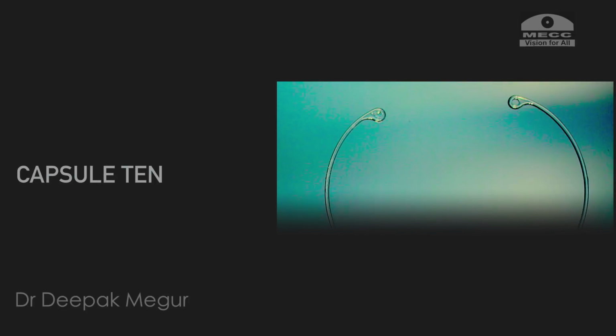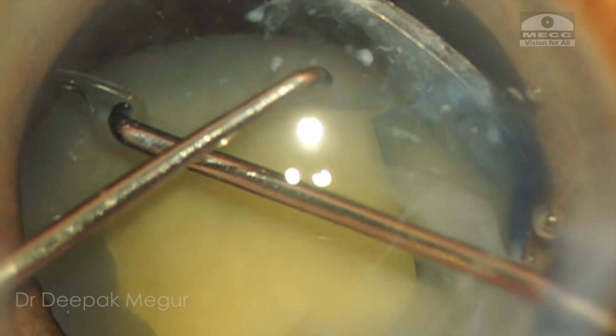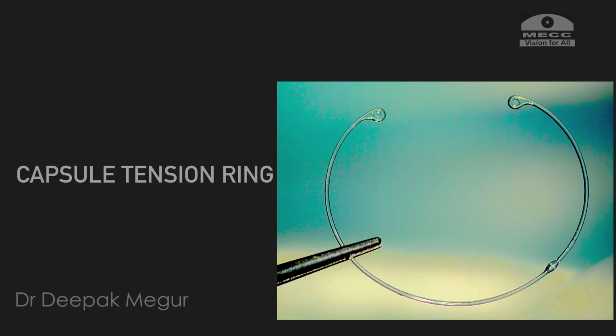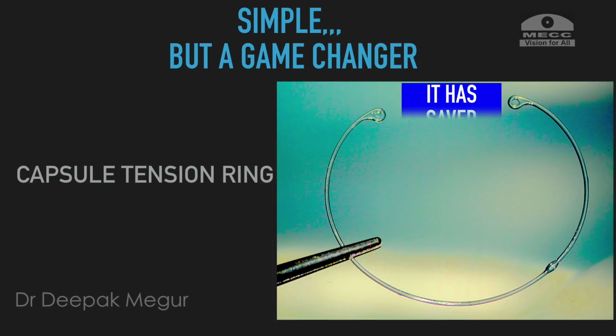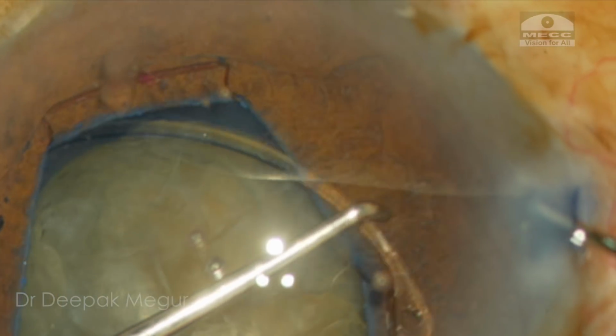Today's presentation is going to be about the capsular bag stabilizing devices. The main focus is going to be about the capsule tension ring. The CTR is a simple device but has been a game changer as far as cataract surgery is concerned. Simply put, it has saved many eyes from losing their capsular bags over the years.